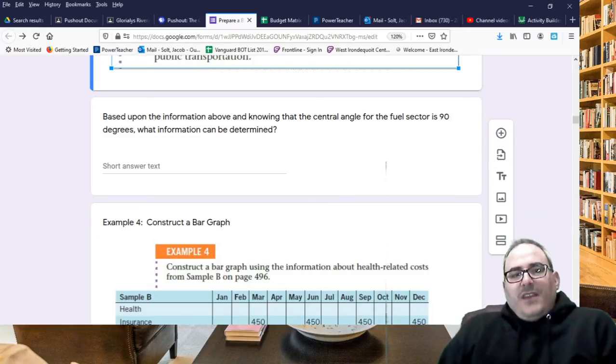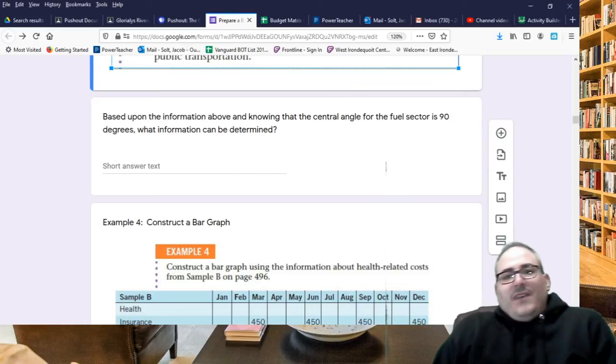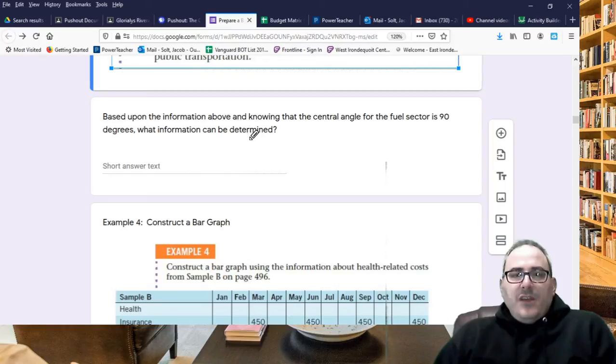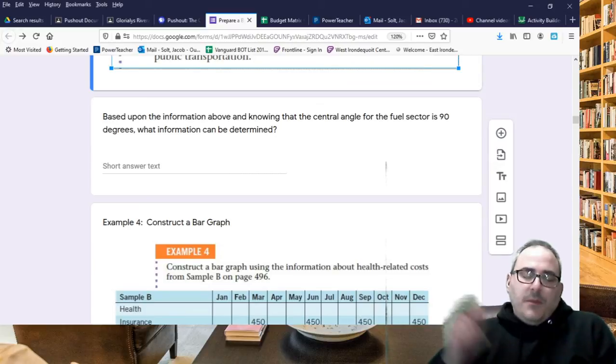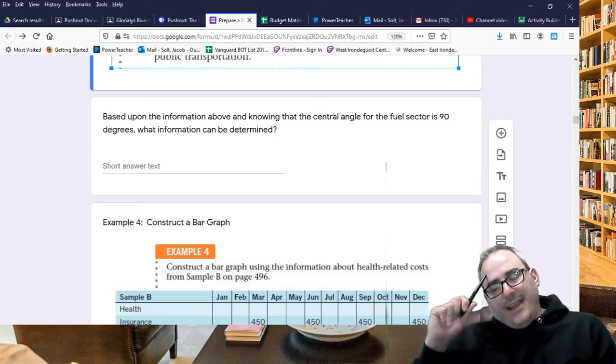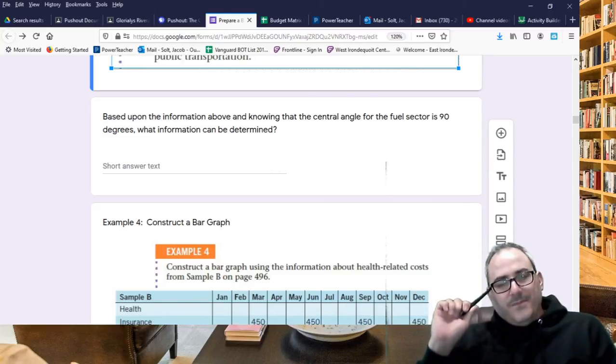And what they want us to figure out is, if the total budget is 800, and we know that fuel is 90 degrees of our pie chart, could we figure out how much money they're spending on fuel? Pause here and think about that question. If I know the total budget is $800 and that fuel is 90 degrees out of a circle, how can I find out how much money is being spent on fuel? Pause the video here, think on it, and come back. You're going to learn so much more if you actually try to strain your brain and figure this out. Okay? Pause. We'll come back.